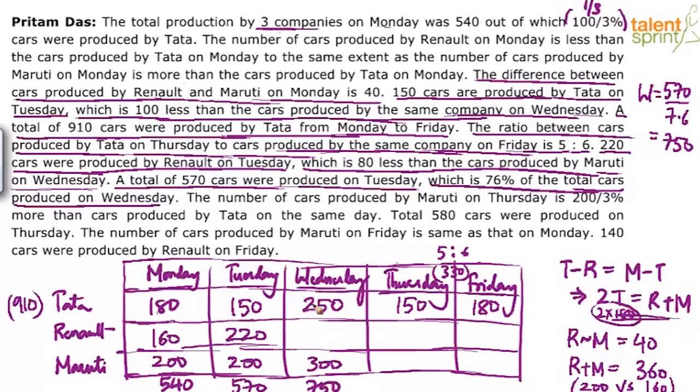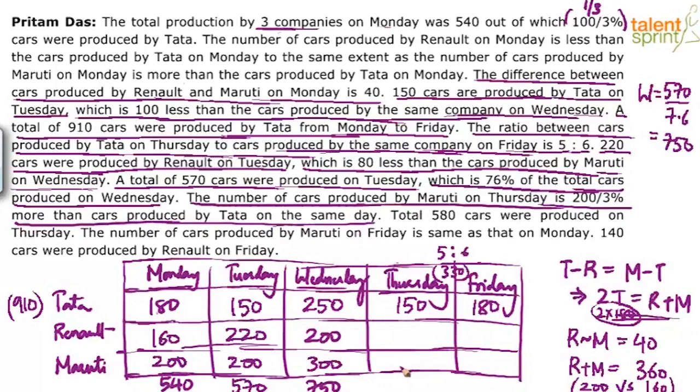So 250 plus 300 is 550. 750 minus 550, 200. This is 200. Next, Thursday. Number of cars produced by Maruti on Thursday is 66.66% more than the cars produced by Tata on the same day.